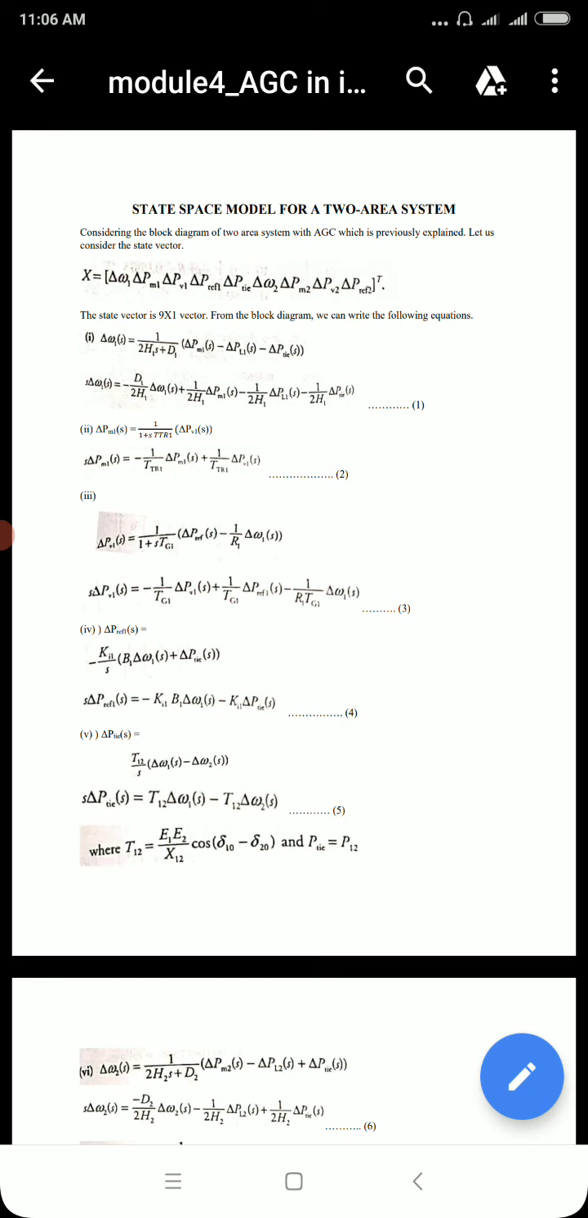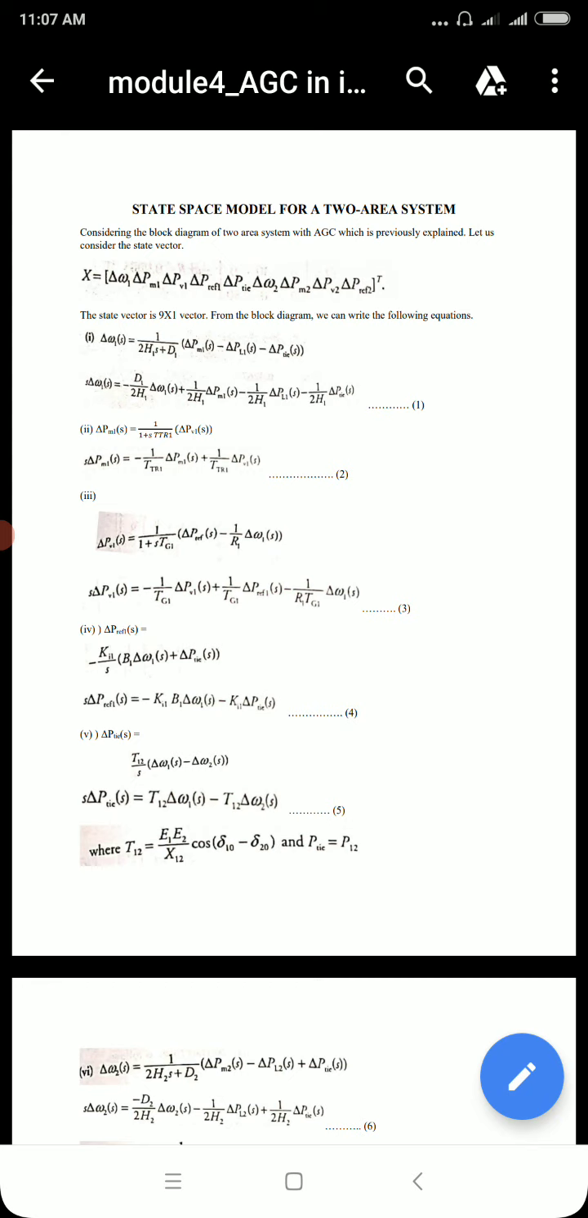Today we start with module 4. The first half of this module is the state space model for a two area system, which is the continuation of AGC in interconnected systems. After that we have voltage and reactive power control. Before that we will finish this state space model for the two area system. In the previous class we have seen the state space model of an isolated system. Now we will go with the state space model of a two area system.